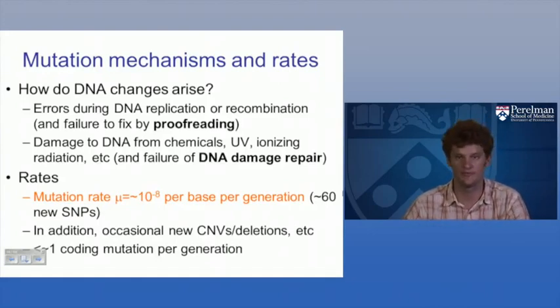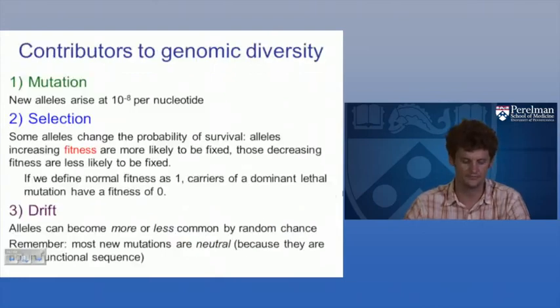This sounds like a lot of mutations, but remember, most of the sequence is not encoding genes. Only about 1% of the sequence is protein coding, and maybe about 5%, or possibly even less, is under strong purifying selection, which we'll get to. So really, this corresponds to about one mutation in a protein coding gene per generation.